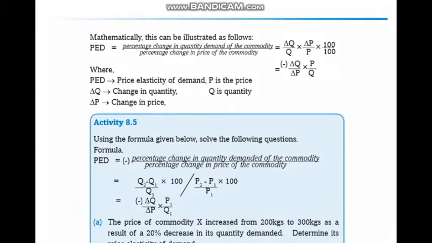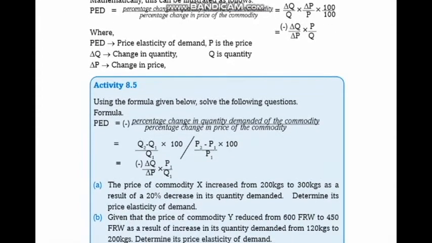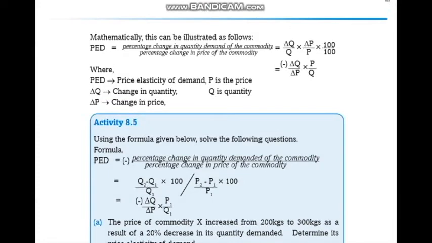So now we can see this example; mathematically, this can be illustrated as follows. Price elasticity of demand equals percentage change in quantity demanded of the commodity over percentage change in price of the commodity, times 100. This indicates the percentage. So this is the mathematical formula of the price elasticity of demand.